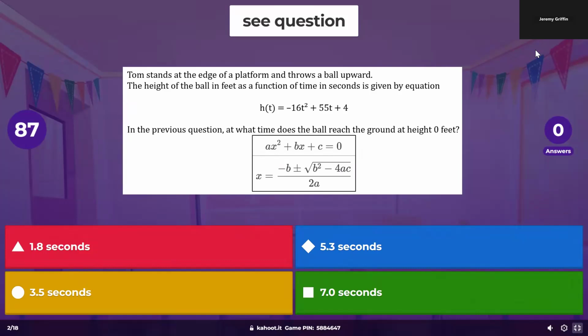Tom stands on a platform and throws the ball upward. Okay, so it's the exact same scenario as before, but here's the new question: at what time does the ball reach the ground? And that would be height 0 feet. So you can set this whole thing equal to 0 to represent 0 height.